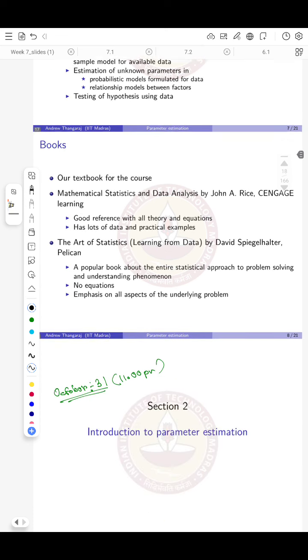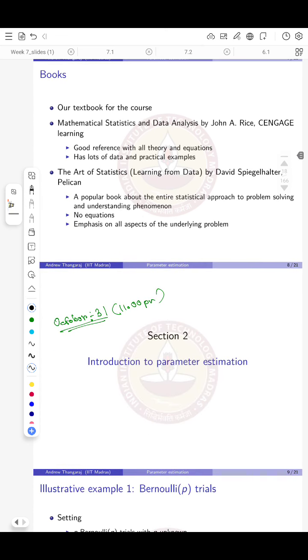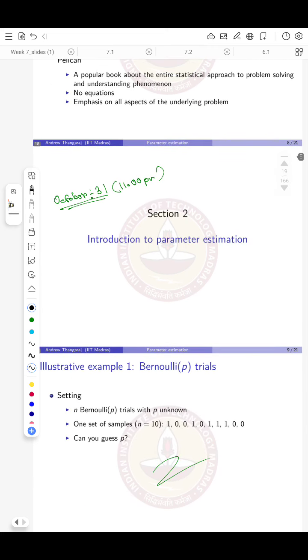Okay, in this way you can go to real life problems and relate them with statistics. Now the second section is the introduction to parameters. A parameter is something by which we are trying to evaluate an unknown value.